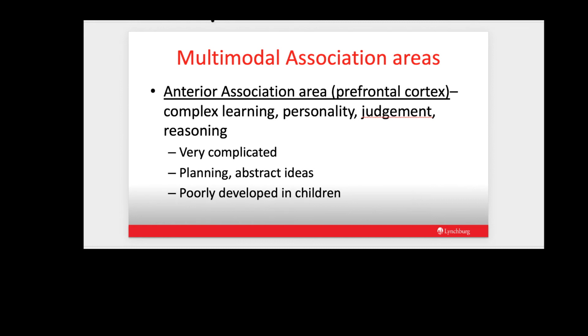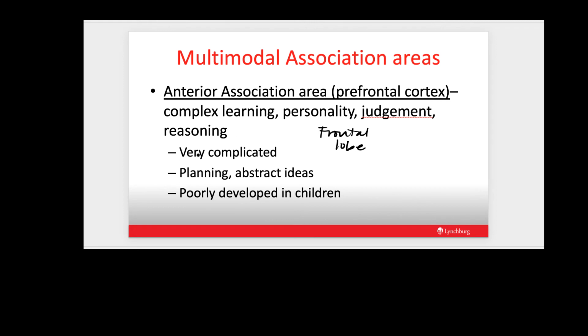Okay. There's an anterior association area, and this is located in the prefrontal cortex. So we know that frontal lobe is going to be most of our higher level cognitive function, and that's exactly what we see here. We see complex learning. This is the location of your personality, judgment, reasoning.